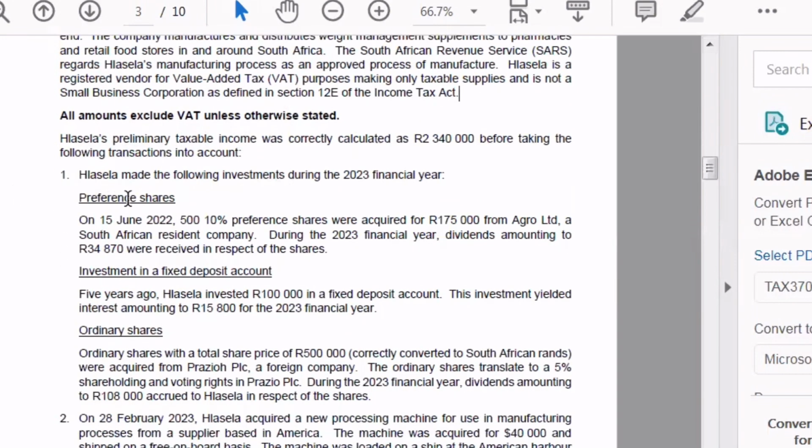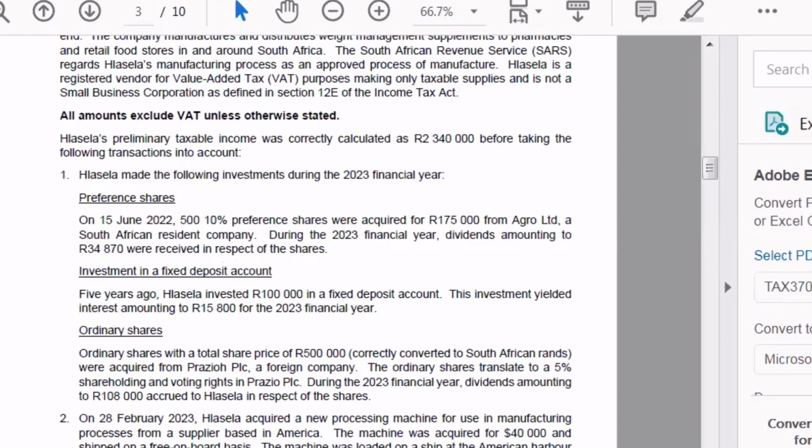So we've got our preference shares. What happened? On 15 June 2022, 510% preference shares were acquired for 175,000 from Agro Limited, a South African resident company. During the 2023 financial year, dividends amounting to 34,870 were received in respect of the shares.